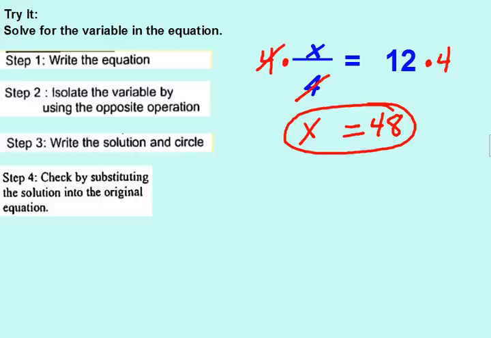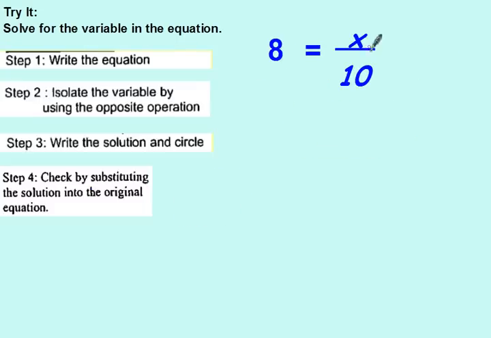Now let's stick it back in our original equation as our check step. 48 divided by 4. If you need to work any of it out, that's fine. 4 goes into 4 one time and into 8 two times. 12. And that was from our original equation.